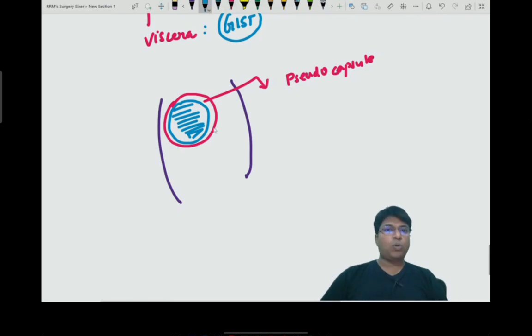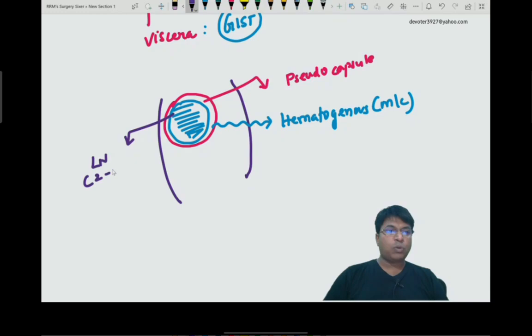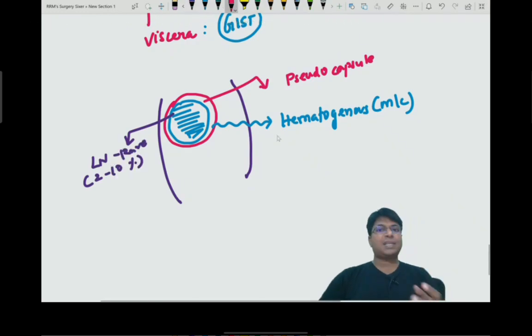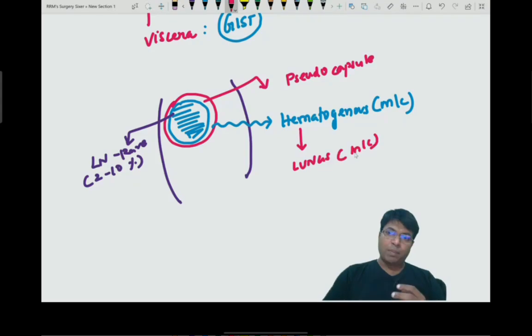This soft tissue sarcoma most commonly spreads by the hematogenous route. Please don't forget, the most common spread is hematogenous, and lymphatic spread is very uncommon, in only 2 to 10% of cases. In hematogenous spread, where does it go distally? Most commonly to the lungs. The one soft tissue sarcoma which goes to the liver most commonly is retroperitoneal sarcoma.